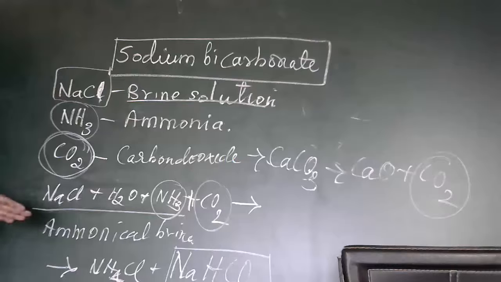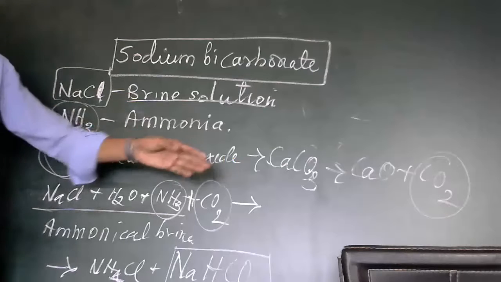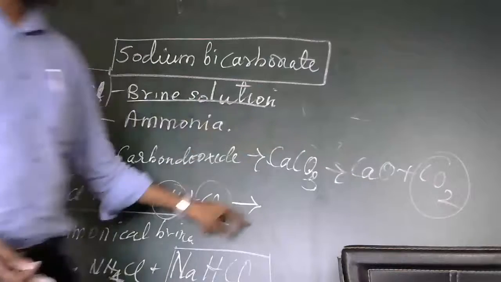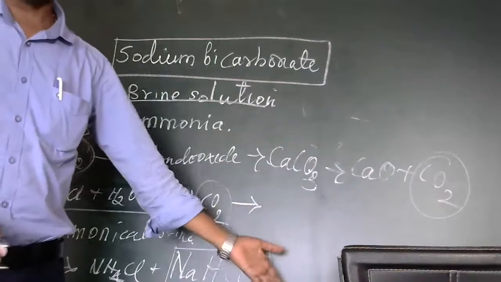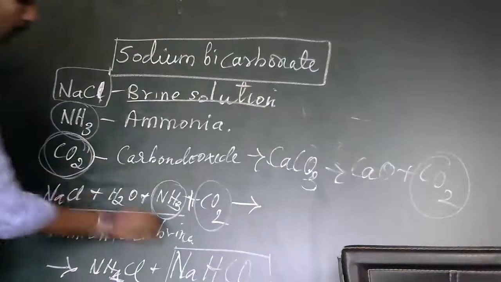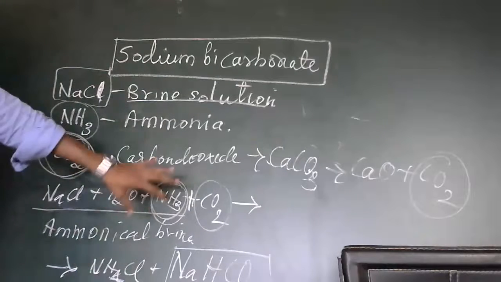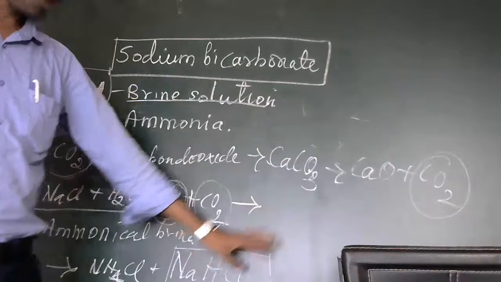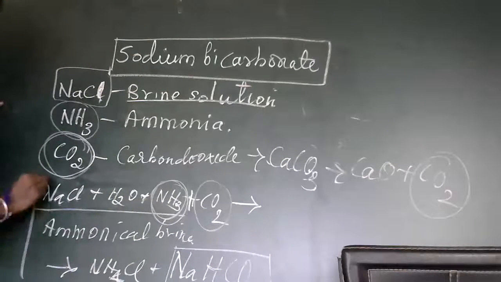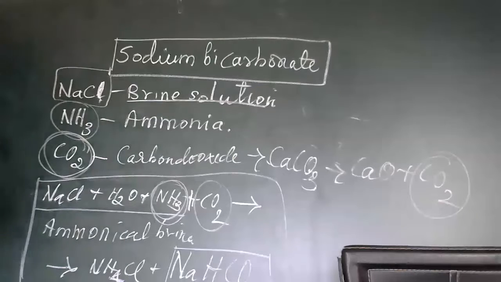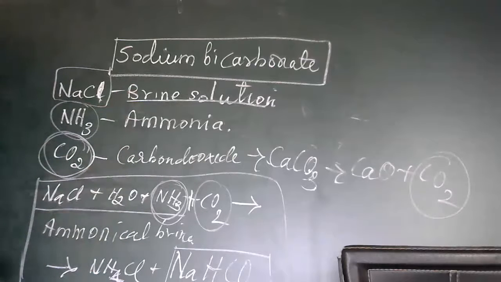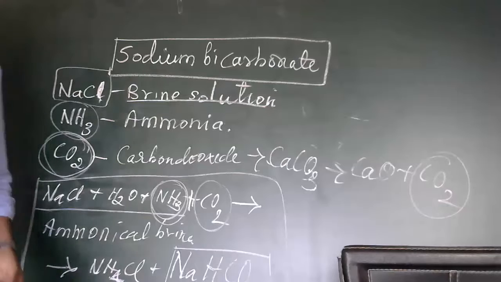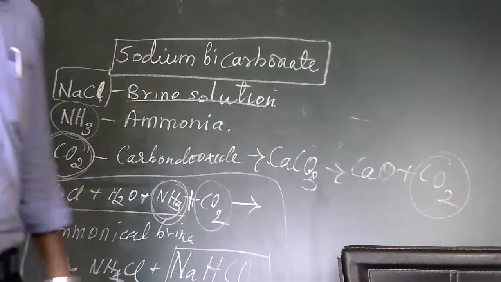All of these are sent separately. One more: calcium oxide is again converted into calcium hydroxide, Ca(OH)2, which is used to produce ammonia. Like this, many hidden reactions are there. So you just concentrate on this reaction and be thorough with it. This is how sodium bicarbonate is produced.